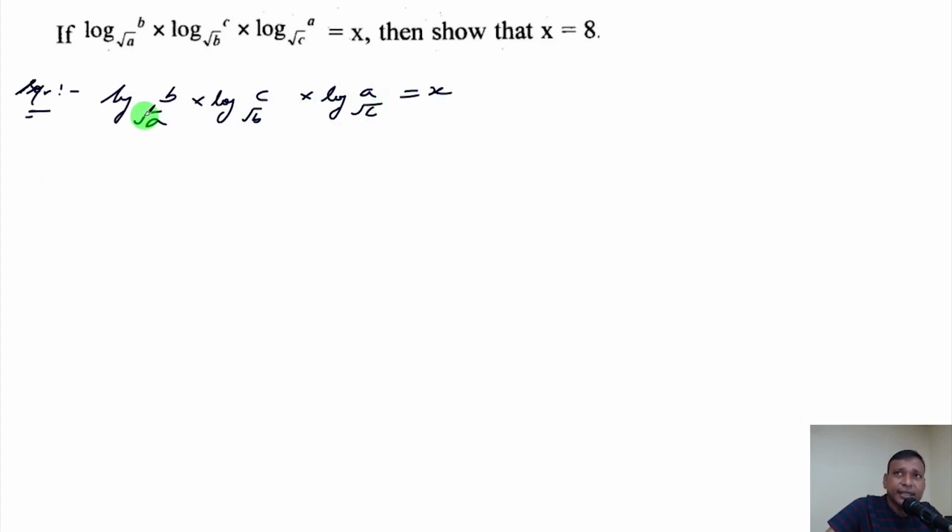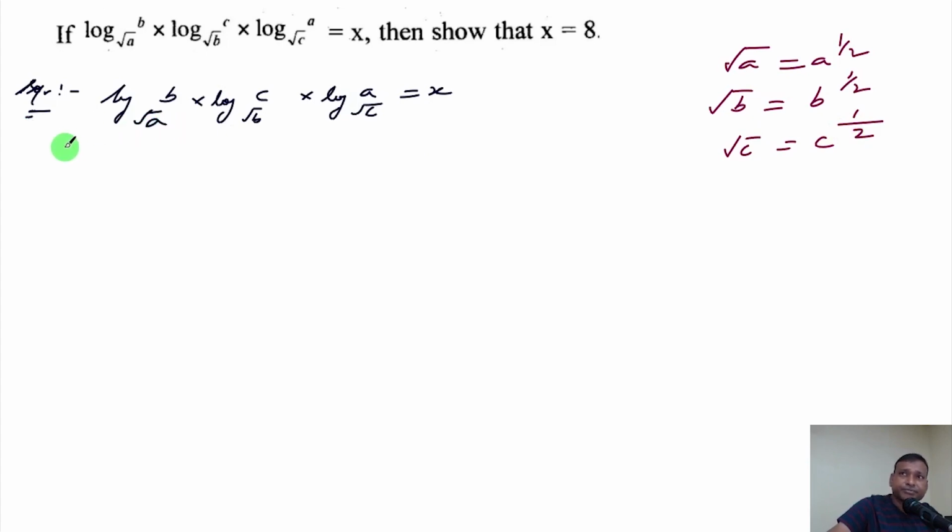Here we can see the base of each of these three logs can be written as a power of half, because this root a I can write as a power half, this root b can be written as b power half, and root c further can be written as c power half. As all these bases can be written as a power of half, we will change the base.